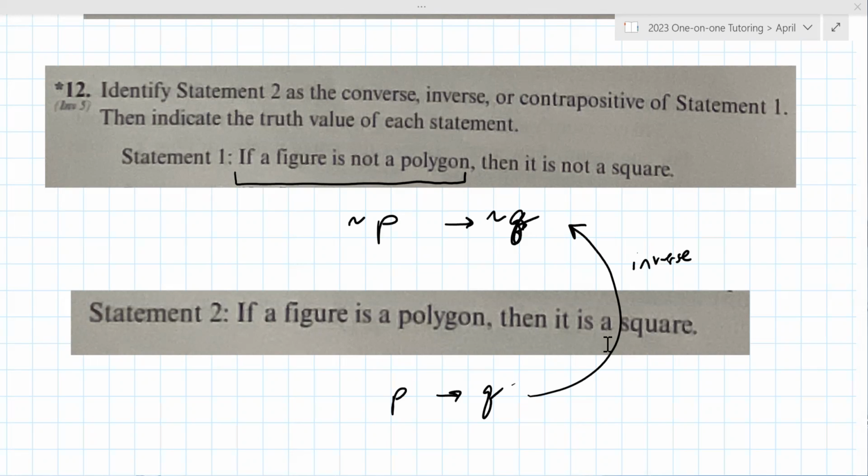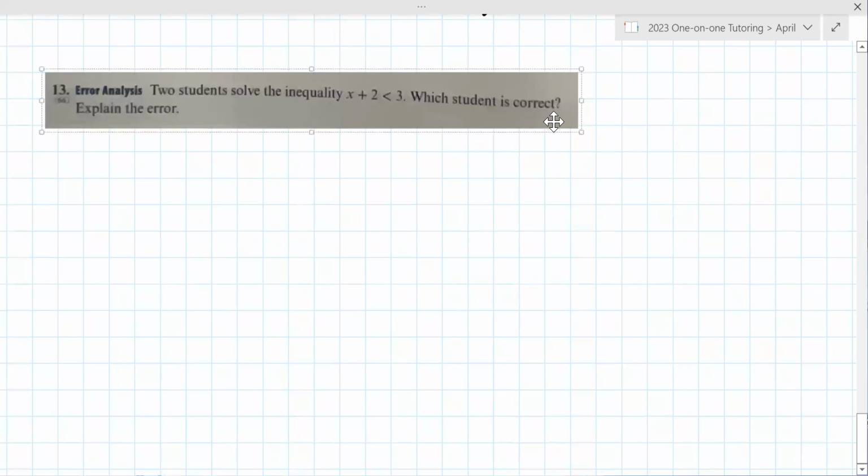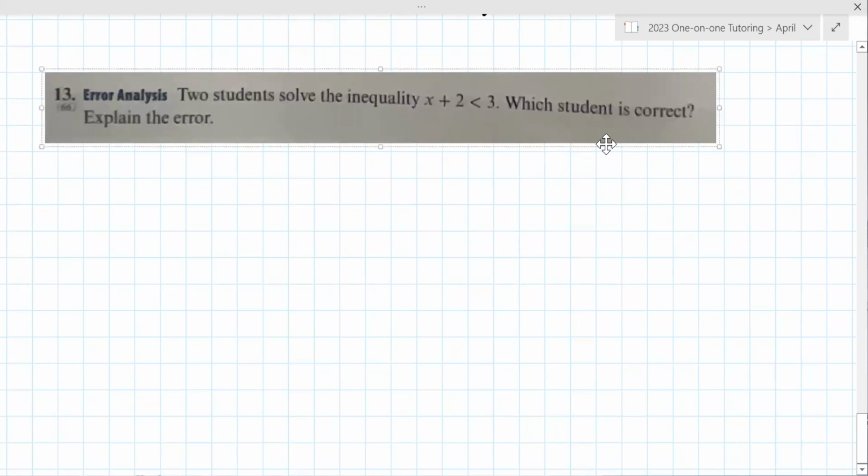All right, so 13 here, I'm going to show you a way to do these problems that might be different than what you have seen in class. Two students solved the inequality x plus 2 less than 3. Notice that I have not snipped in their work. What I want you to do is to solve this like we did in 7 and 8. How do you solve this for x? Subtract 2 from both sides. Like x is less than 1. Yes, so subtract 2, x is less than 1.